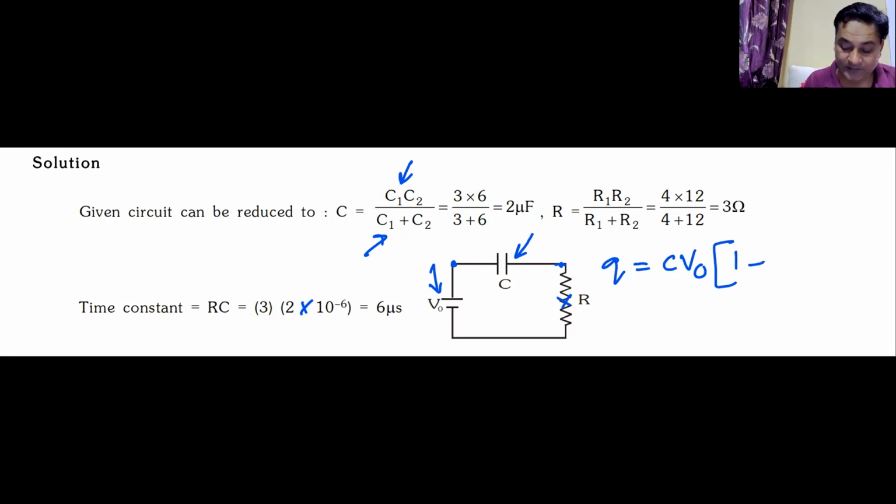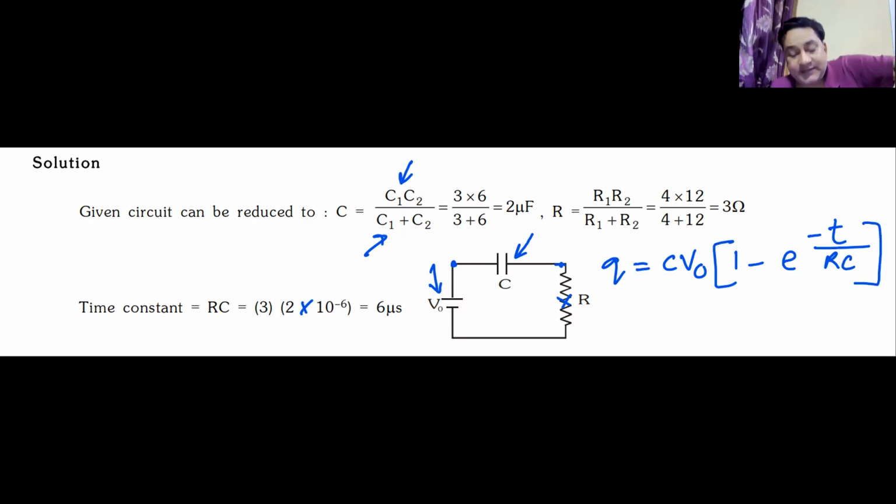Into 1 minus e to the power of minus t by RC, where R is the equivalent resistance and C is the equivalent capacitance. What was wrong here? Okay, not a problem. We might get confused, and that is why we are in the class, so that these confusions get over. Yes or no?